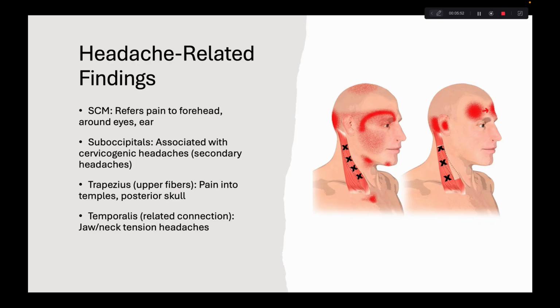Then we have your upper trapezius fibers. This can sometimes refer pain into the temples or the posterior side of your skull. Your temporalis can also cause referred pain down to the jaw or neck tension and cause headaches there.